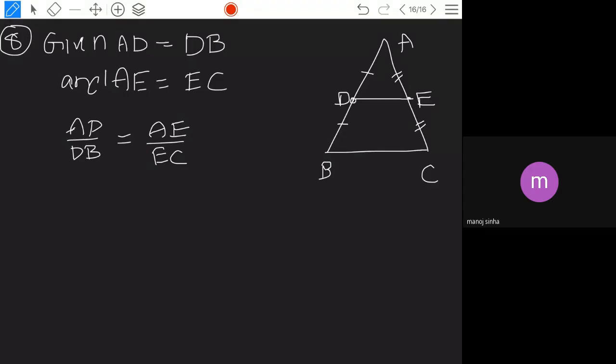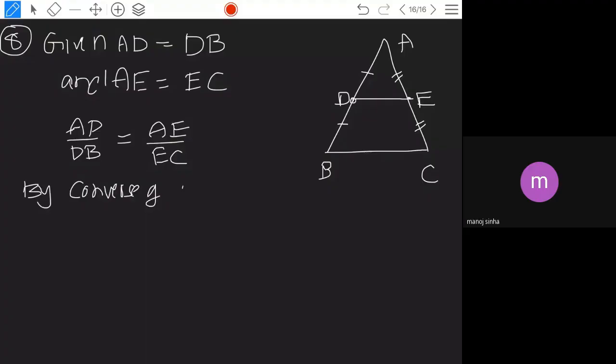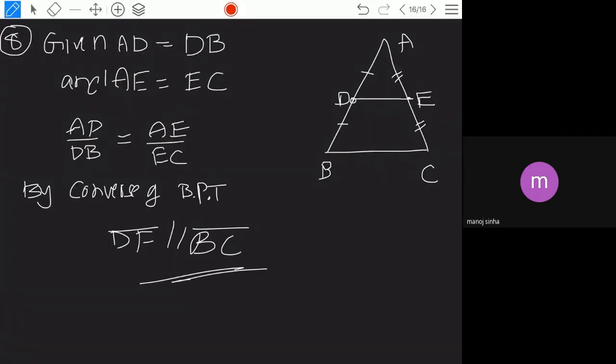Both are 1. So by the converse of the basic proportionality theorem, what do you get? DF is parallel to BC. That is only what is required. Very simple theorem, simple proof. Okay? Is it clear? Did you understand?